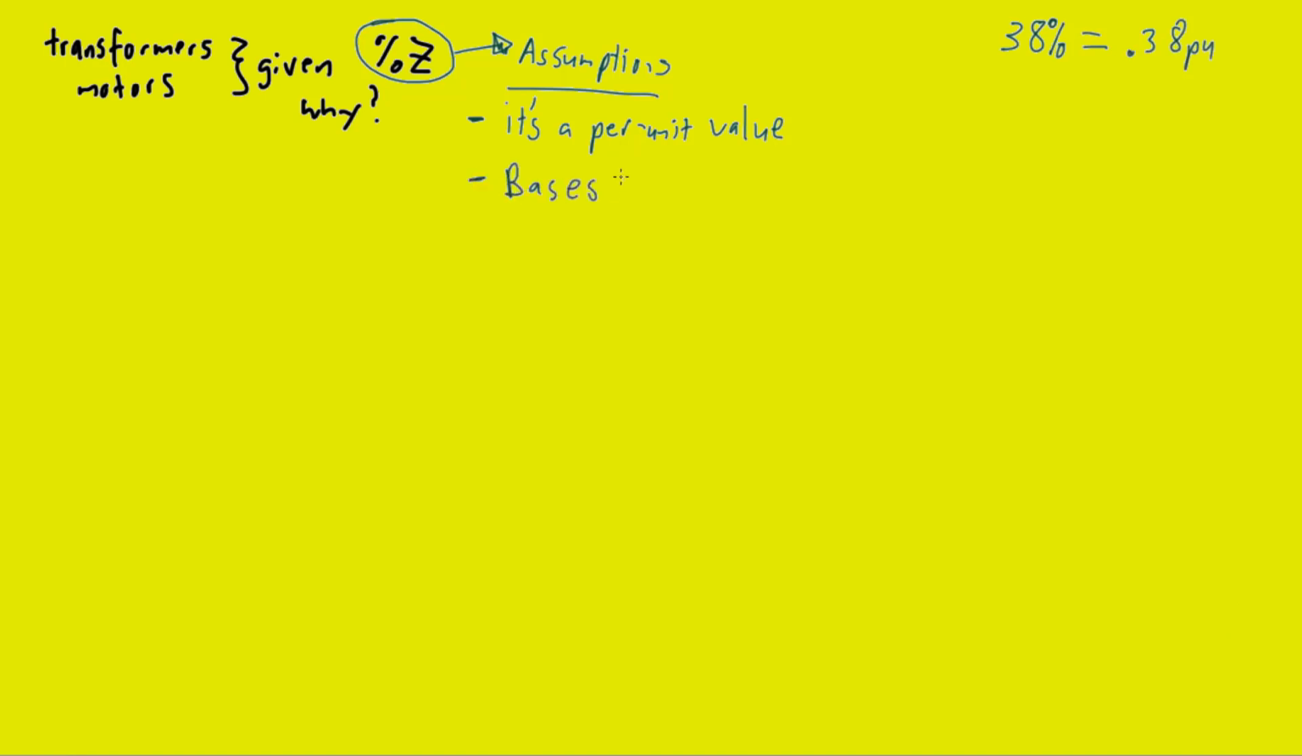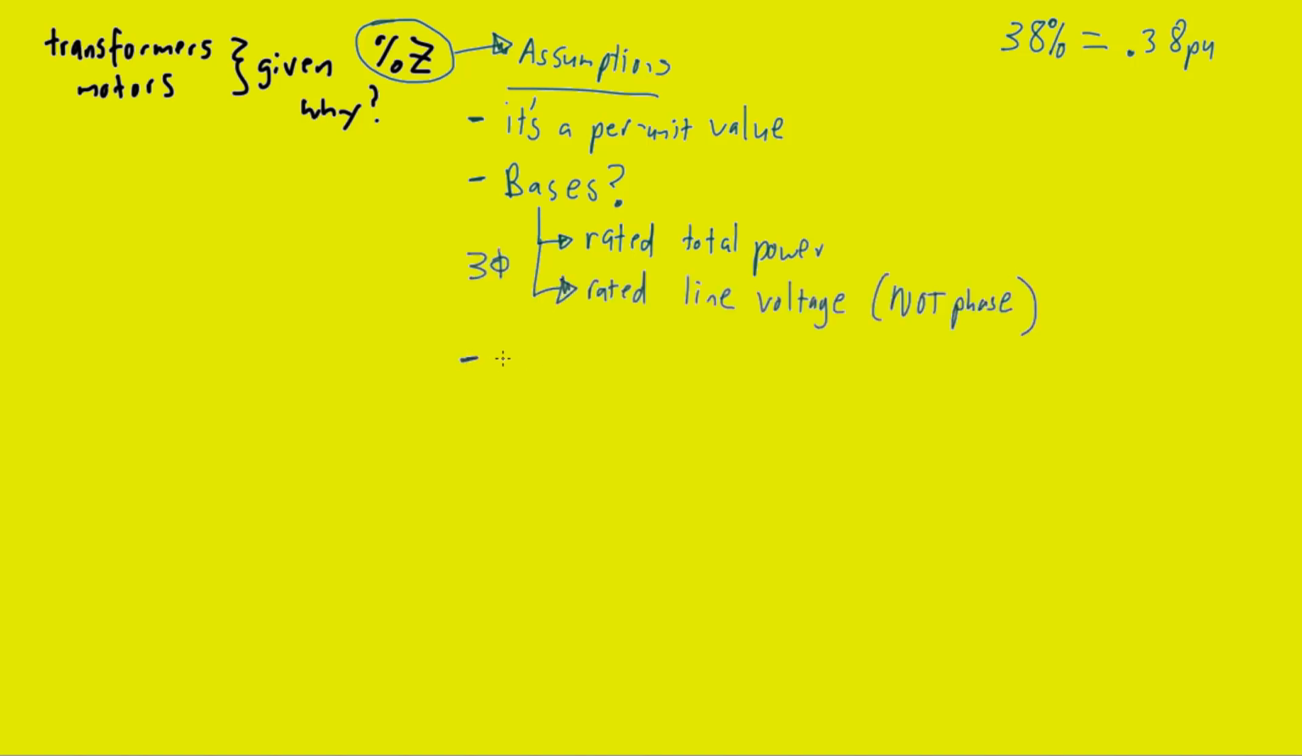If it is in fact a per unit value, the first thing you should be asking yourself is, well, what are the bases? In a three-phase system, the bases would be the rated total power as well as the rated line voltage. The third assumption being made is that the percent impedance provided is a per unit impedance per phase. It's a per phase impedance demonstrated here.